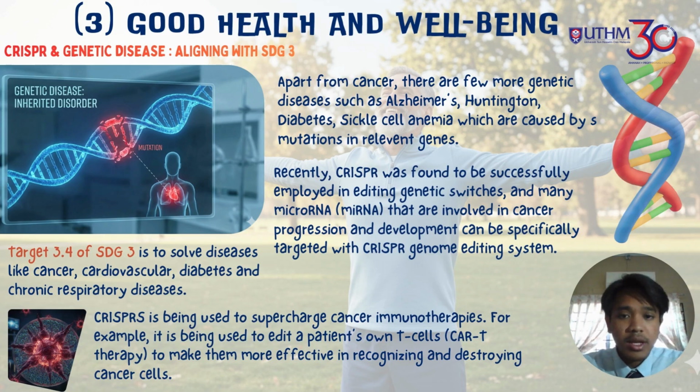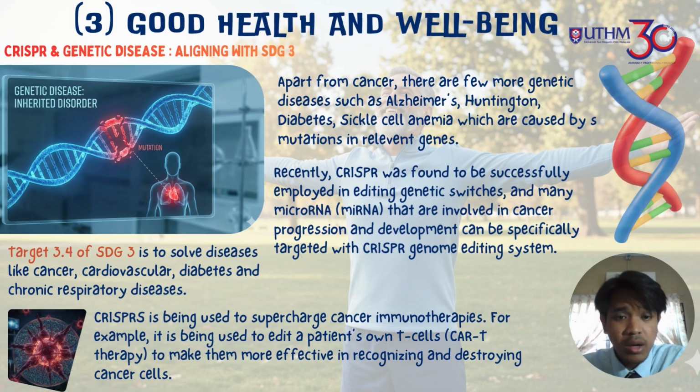So next I will be explaining the CRISPR technologies that align with the UN Sustainable Development Goals, which are goals 3, 9, and 12. First of all, we will go through goal 3, which is good health and well-being. Apart from cancer, there are a few more genetic diseases such as Alzheimer's, Huntington's, diabetes, and sickle cell anemia, which are caused by mutations in relevant genes.